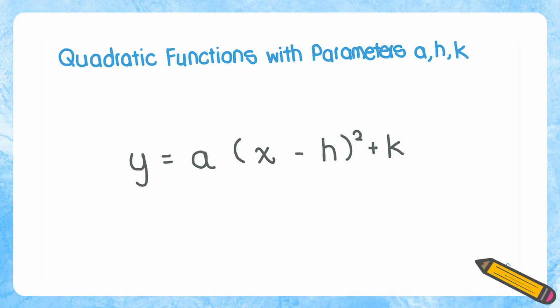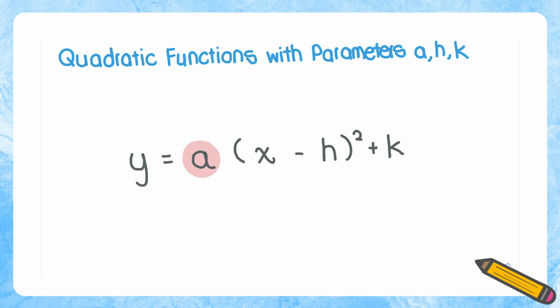So far, we've learned about the effects of the different parameters A, H, and K. Today, we're going to combine these effects. So before we look at examples, let's look at what each parameter tells us. Here I have a quadratic function, y equals a times x minus h quantity squared plus k.